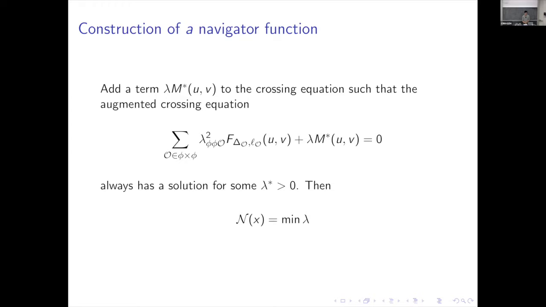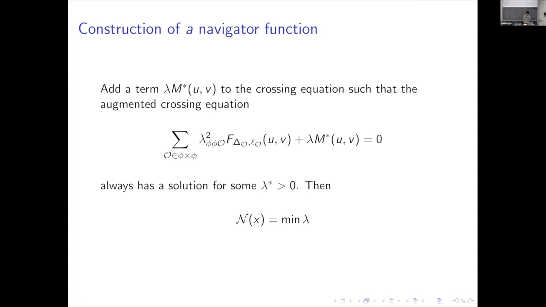And the construction goes as follows. On the top equation, I've put the previous crossing equation that we had in the first or second slide. What I want to do is add to it some term such that the augmented crossing equation, which includes this added term, always has a solution for some value of this lambda parameter greater than 0. And I claim that for some set of assumptions that I put into this variable x, a valid navigator function can be defined as the minimal value of lambda, such that this augmented crossing equation always has a solution.